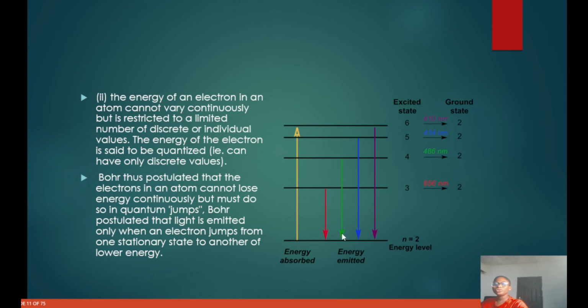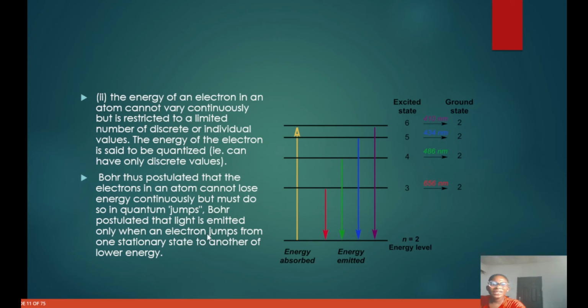Bohr thus postulated that the electrons in an atom cannot lose energy continuously, but must do so in a quantum jump. You can see the jump. It gained energy to this point, and it can come from this point back, and once it becomes de-excited, it is releasing what? Photon. Bohr postulated that light is emitted only when an electron jumps from one stationary state to another of lower energy level. That was what I was trying to say.